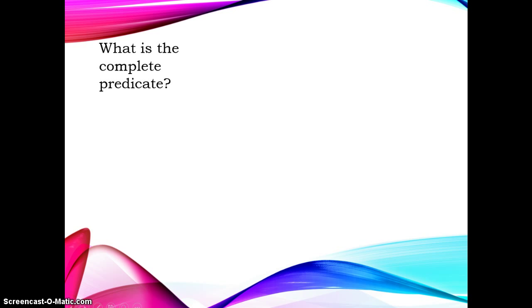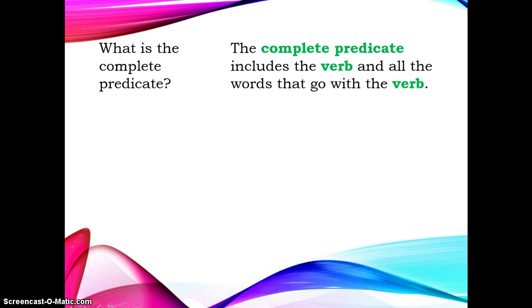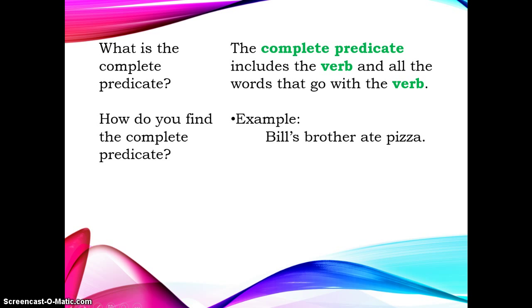What is the complete predicate? The complete predicate includes the verb and all the words that go with the verb. How do you find the complete predicate? Well, let's look at our sentence one more time.